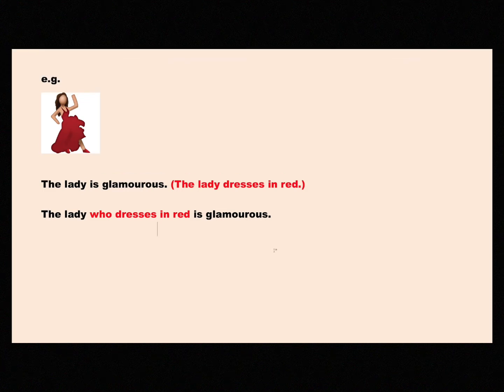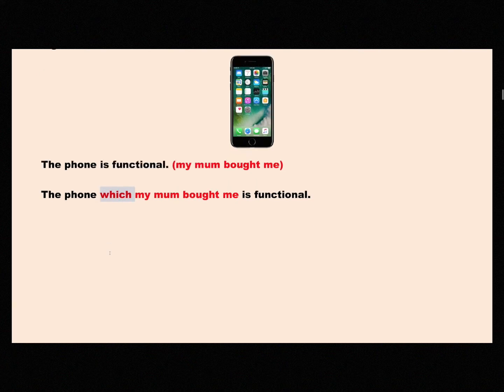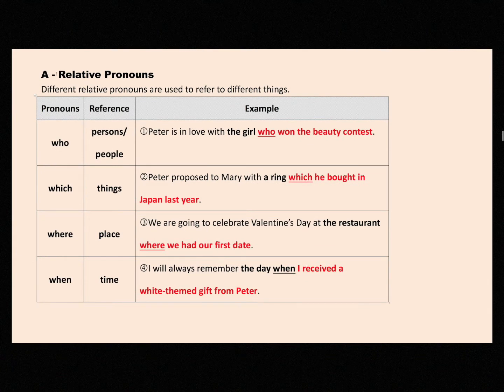After looking at two examples, I think some of you will have a question to ask, which is, why do we sometimes use who and why do we sometimes use which? Why do we use which for the phone and why do we use who for the lady? There are actually some rules to follow. These are called relative pronouns. Relative pronouns are who, which, where, and when. We need to know all these four relative pronouns.